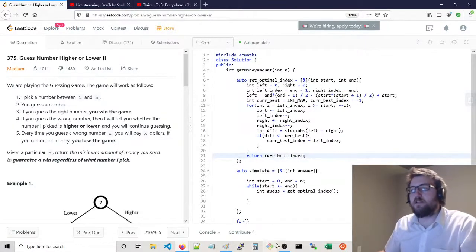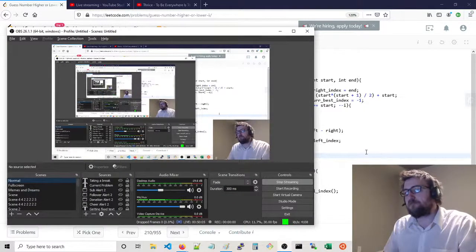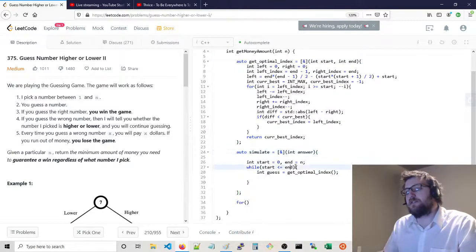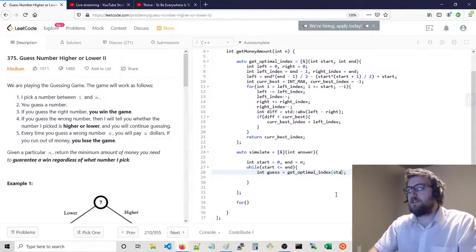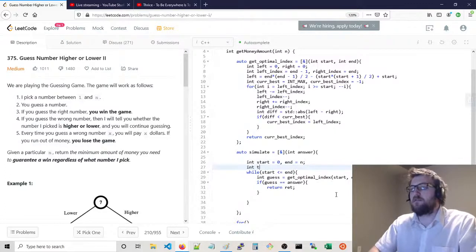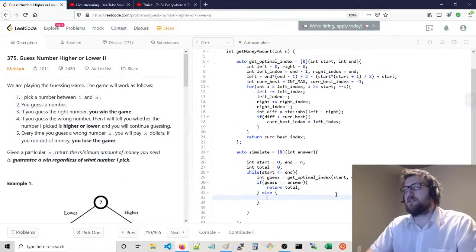And I'm kind of disappointed how long it took me to code that up. That took a really long time. And so our simulation would be start and get optimal index of start and end. And then we'd say if guess equals answer, then return total, or total plus equals guess.